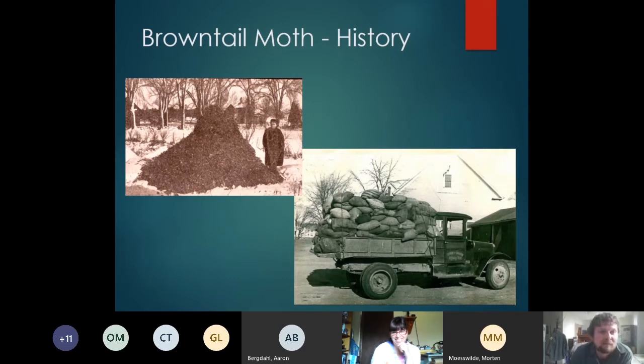So back in the day, in the early 1900s, when browntail was first gaining momentum, towns would pay a bounty and school children would go throughout their town and clip out these webs from the trees in their town and bring them into the store clerk, and they would be paid a bounty, and it was 5 cents for every 100 webs they brought in. This truck down here, all these burlap sacks are again loaded with those winter webs.